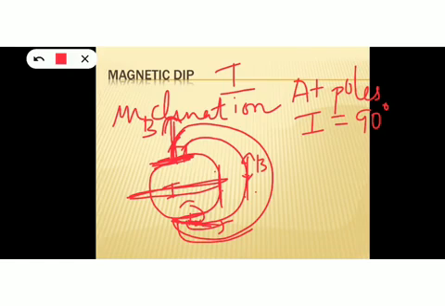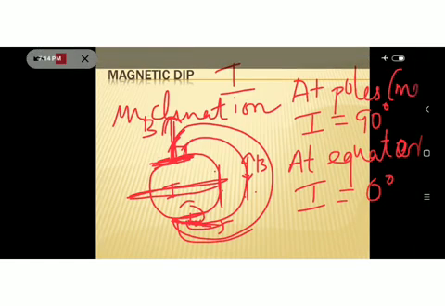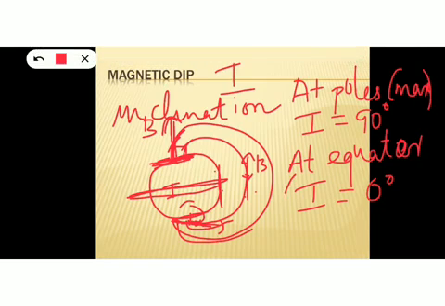What is the angle between them? Both are parallel, so the angle between them is 0. So at the equator, what is the value of dip? At the equator, the value of dip is 0 degrees. So from these two data, it is very clear that magnetic dip is maximum at the poles and minimum at the equator.